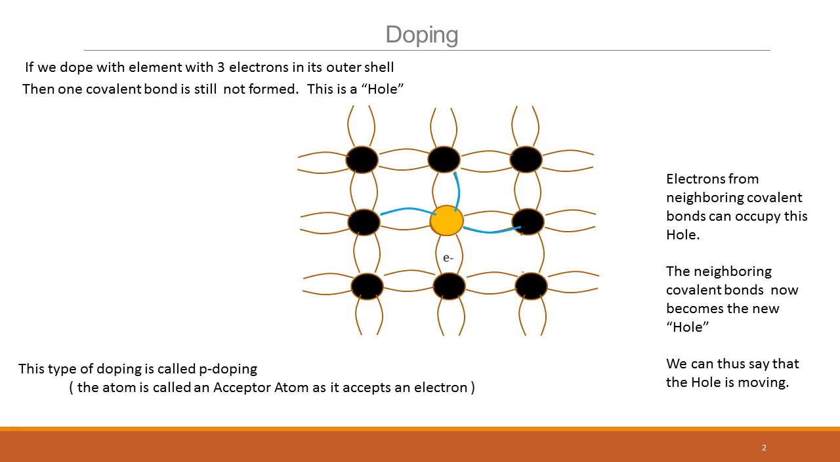This type of atom is called an acceptor atom because it accepts an electron, and the doping is called p-doping. So what is the use of the doping that we've been talking about? Before we get into the actual physical realization, let's just take an example. We'll take a simple tax example in a city.